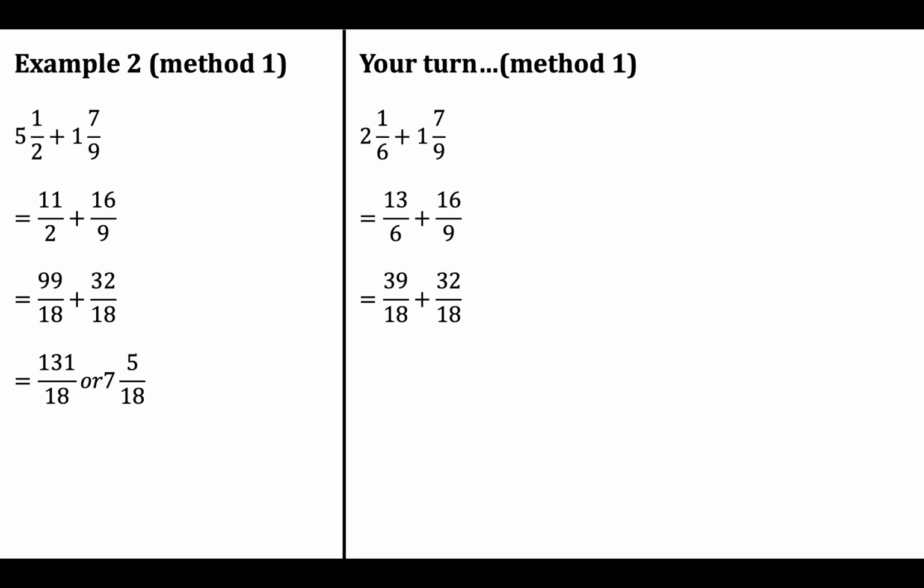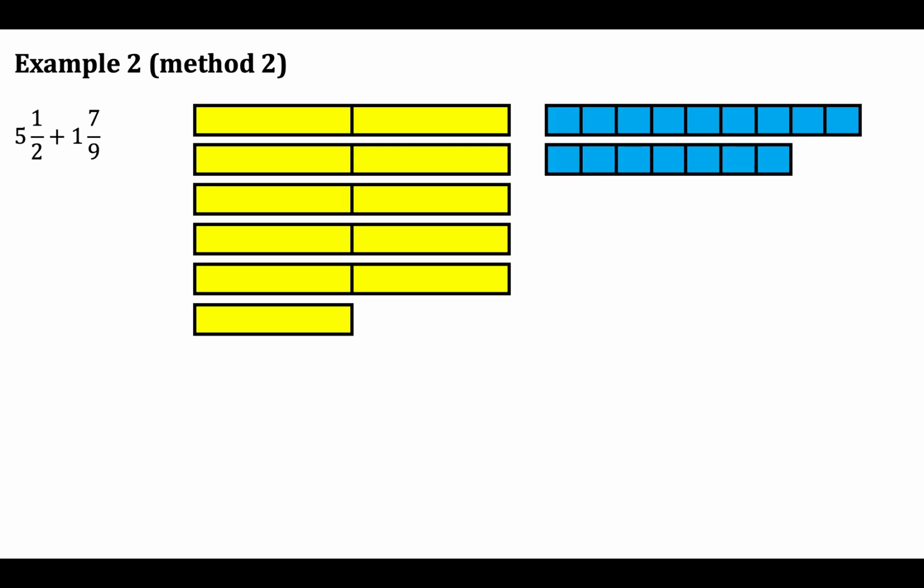We can now add the fractions together because they have the same denominators, and that gives us 71/18, or 3 and 17/18. Now we're going to look at the same example again, but using method 2. So as before, we had our 5.5 and our 1 and 7/9.